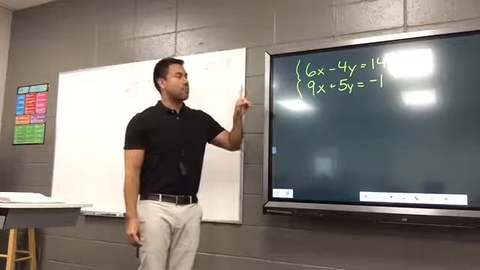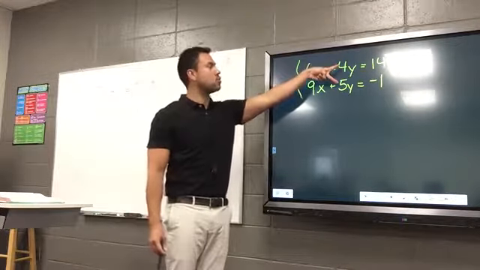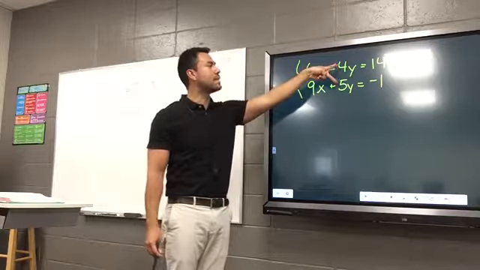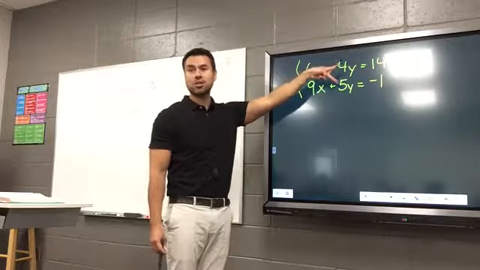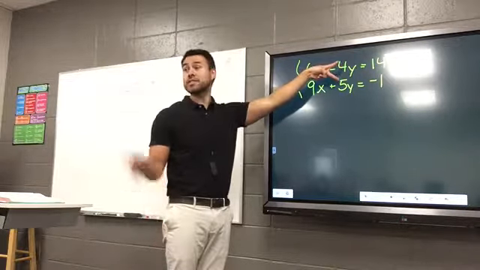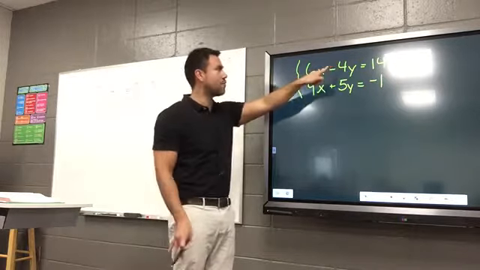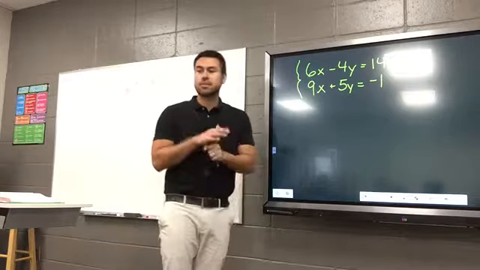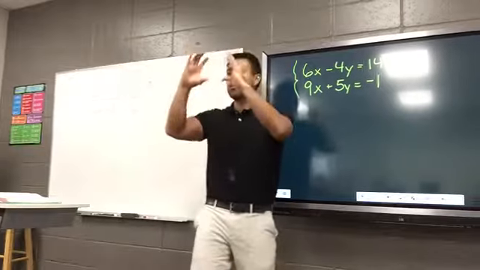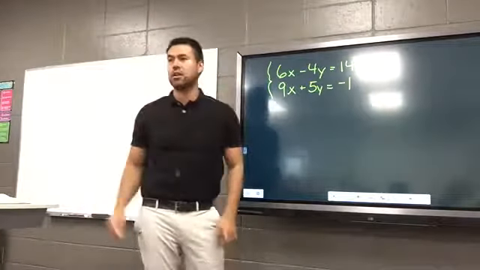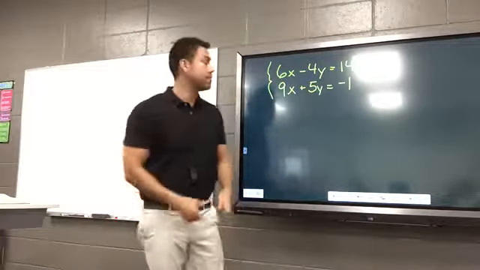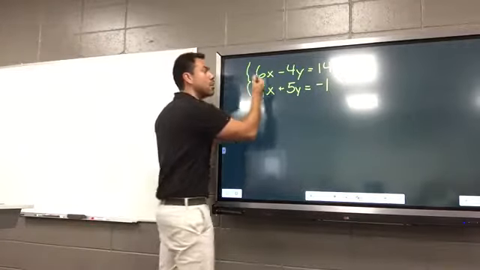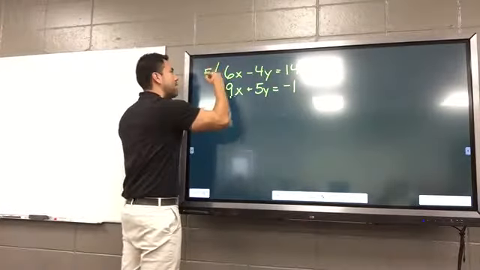What you're going to do now, if you want to eliminate the y, which you can, is pick a number that both of these fit into, which is the LCM of 4 and 5. Does anyone know what the LCM of 4 and 5 is? What's the smallest number that 4 and 5 can divide into? 20? Watch this. I'm going to multiply the top equation by 5.